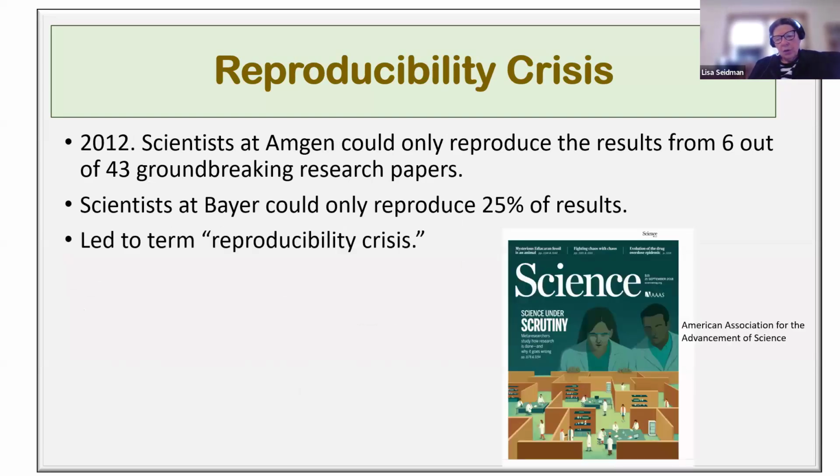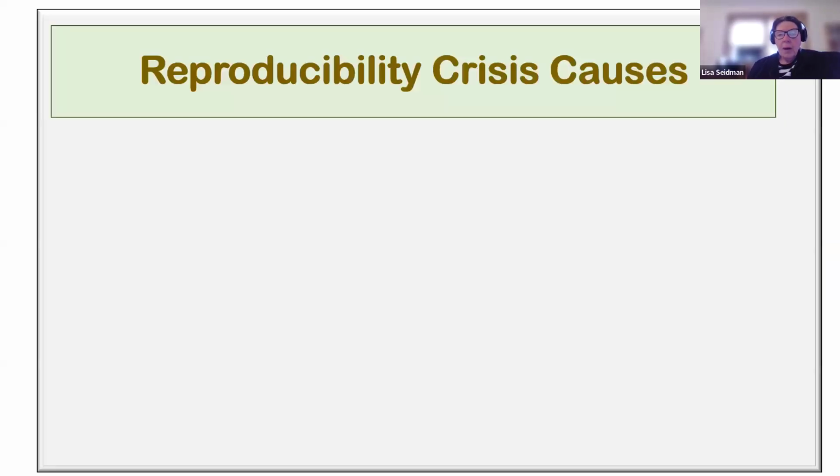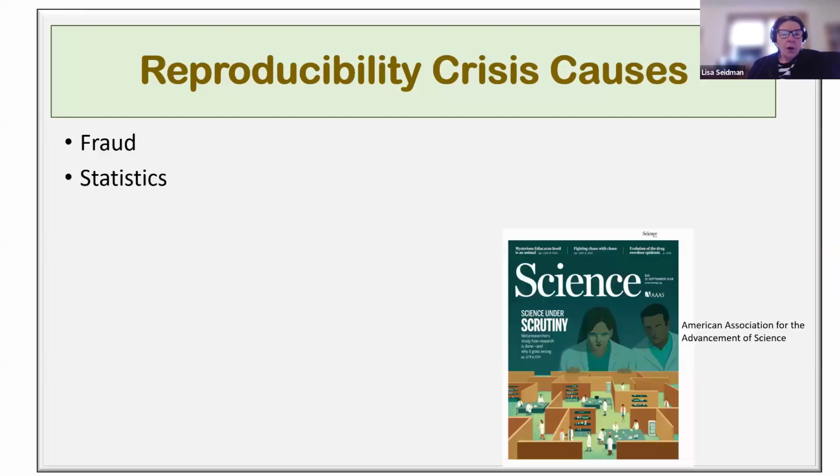Lots of attention. This is a cover from Science from 2018, Science Under Scrutiny. And if you think it's gone away, it hasn't. This is a headline from January 10, 2025. NIH sets out to double check biomedical studies because people are still concerned about this issue of reproducibility. So as people have talked about this crisis, what they've dubbed the crisis, they've talked about things like fraud and statistics. Now, fraud, obviously, we all hope that that's a very minor thing.